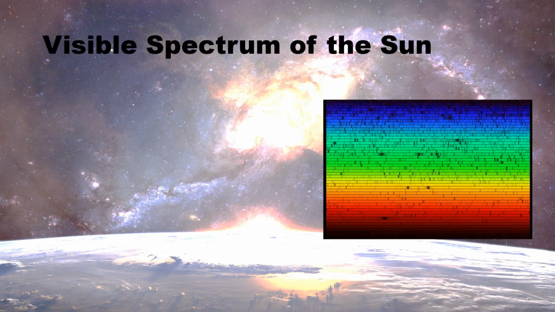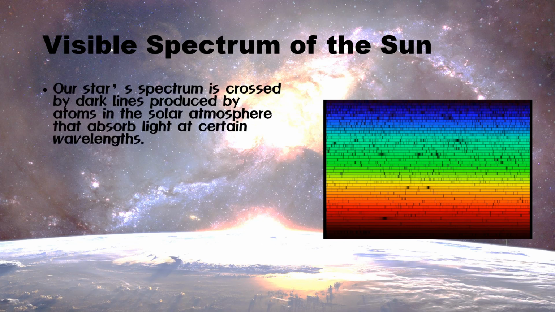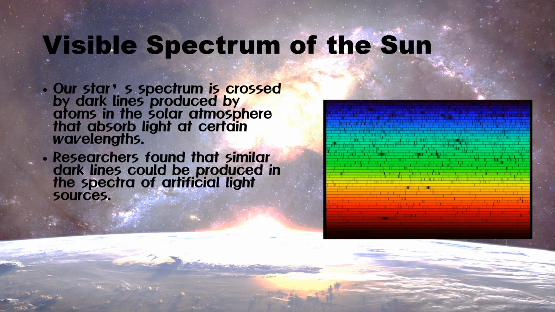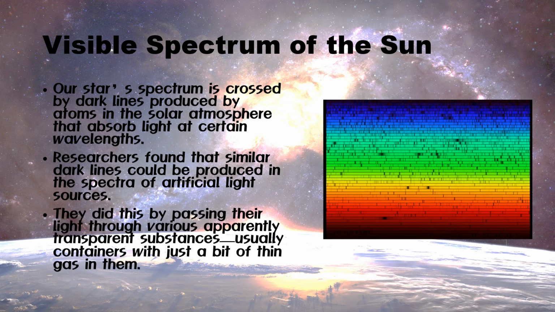So, for example, we start looking at the visible spectrum of our sun. You can see in this representation here that our star spectrum is crossed by dark lines produced by atoms in the solar atmosphere that absorb light at certain wavelengths. Researchers found that similar dark lines can be produced in the spectrum of artificial light sources. So, for example, if you have a lamp or a candle or something like that, you can get similar things to happen. And they did this by passing their light through various apparently transparent substances, usually containers with just a thin bit of gas in them.